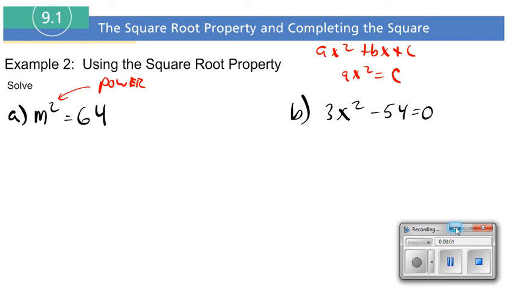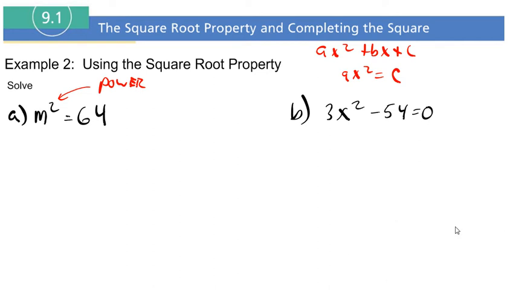All right, continuing on here now. We're going to go on down to example number 2. These two examples, we call them quadratics because they have a power of 2. Anything that has a power of 2, we're going to call a quadratic. So we have these two quadratics, and we're going to solve them.